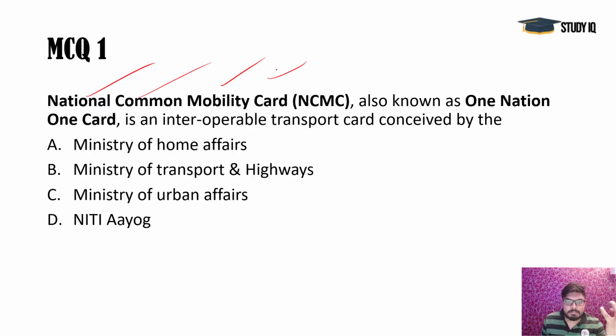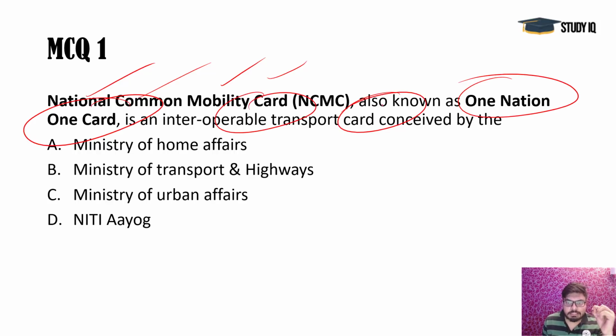It's a single card for multiple uses: one nation, one card, an interoperable transport card. It was conceived by the Ministry of Housing and Urban Affairs, because people living in the metropolitan cities use multiple transport modes, metros, buses and rails. So there must be a single card for smooth transportation. Otherwise it becomes very hectic to get into the line every day and waste time there. So this card is going to help a lot.